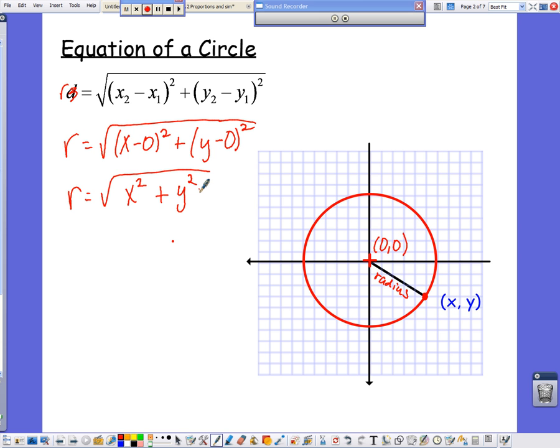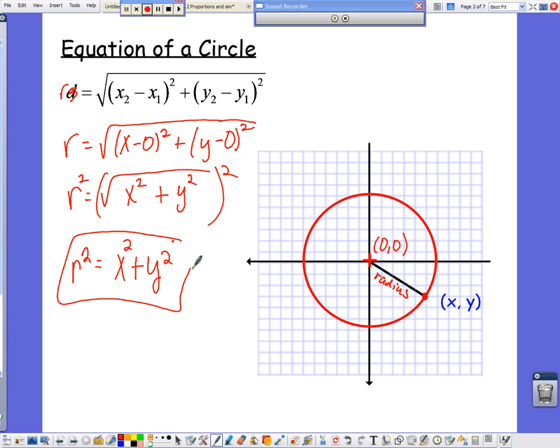And then in order to get rid of the radical sign, I'm going to square this side, and I have to square this side. So if you take r squared, it actually equals x squared plus y squared. And that's the equation of a circle. All right, so let's go ahead and take a look at an example, because there's a couple things that you can get out of this.